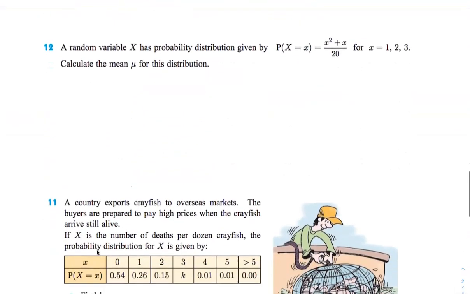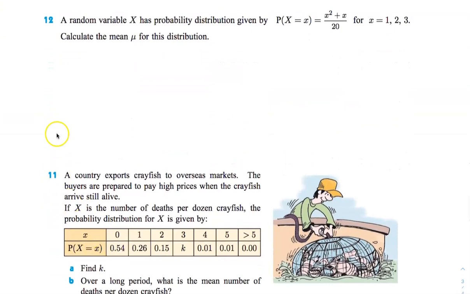Move on to the next one. A random variable x has a probability distribution given by this for x equals 1, 2, 3. Calculate the mean of this distribution. Remember, mean is another fancy way of saying expected value. That's all it is. Mean, the average, expected value, all the exact same thing.